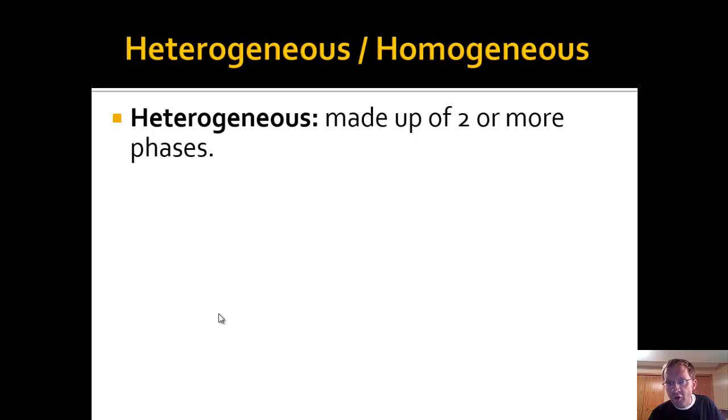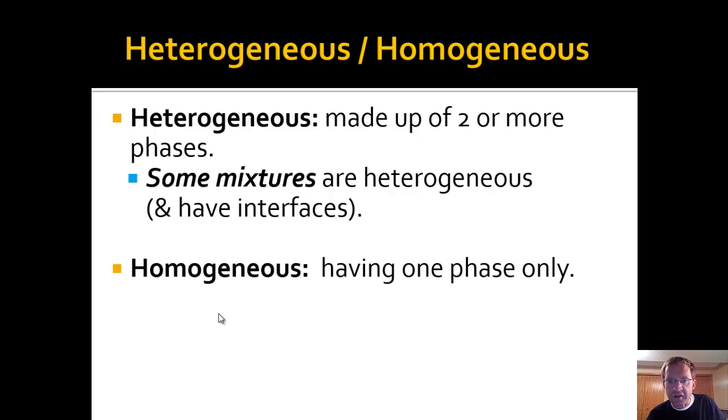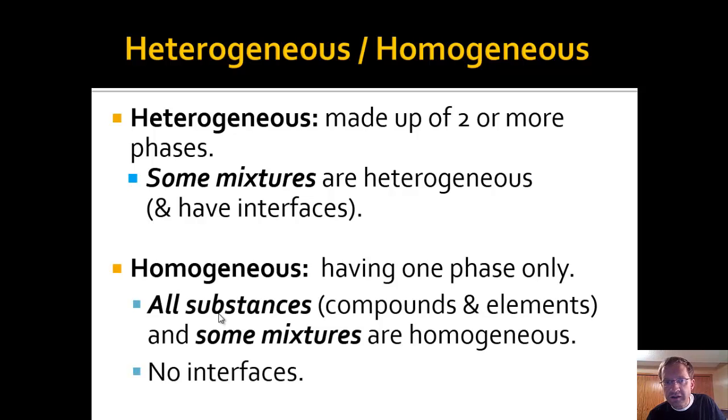So just to formalize heterogeneous versus homogeneous, let's put that on the screen here for you and have you put it down too. The term heterogeneous just means it has two or more phases. Some mixtures are heterogeneous, obviously, and also have interfaces, as opposed to homogeneous, where we have only one phase. All substances, both compounds and elements, as well as some mixtures, are homogeneous. In these, there are no interfaces, because as long as you have only one phase, it can't be in contact with anything else. You have to have at least two phases to have an interface. And so none of those would have that.